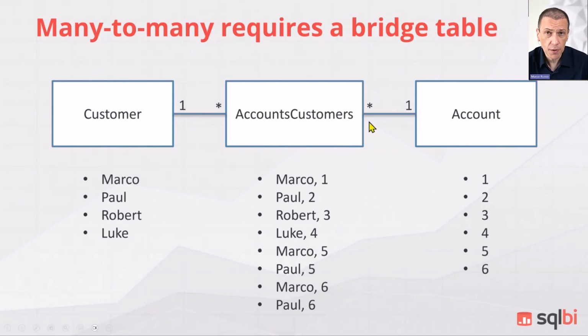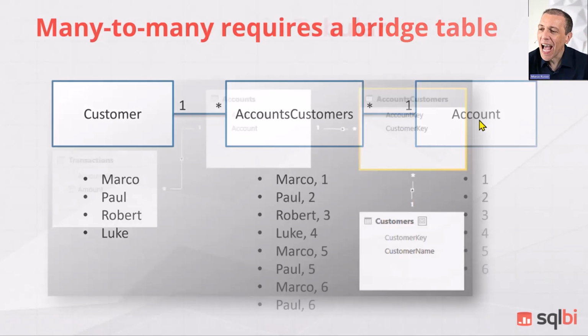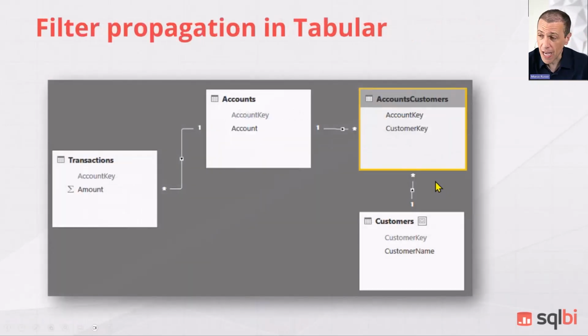And you could say, wait a minute, if I filter a customer, I don't filter the account because a customer filters accounts customers, that doesn't filter account. Wait, we are talking now about Power BI. Okay, let's see how this works in Power BI. If I implement exactly the same model we have seen before in Power BI, I end up having something like that. And I show you because of course, I prepared this model here.